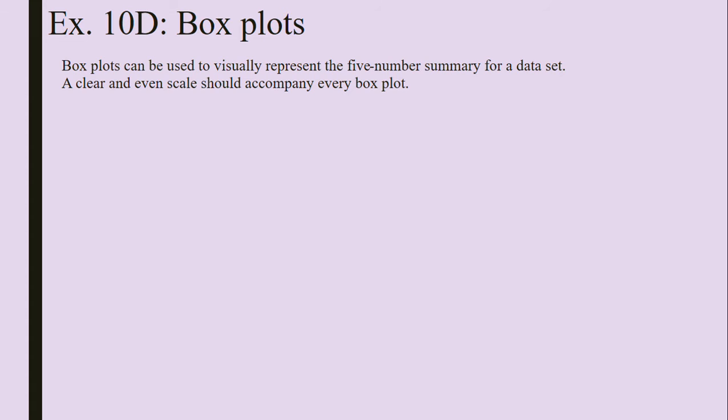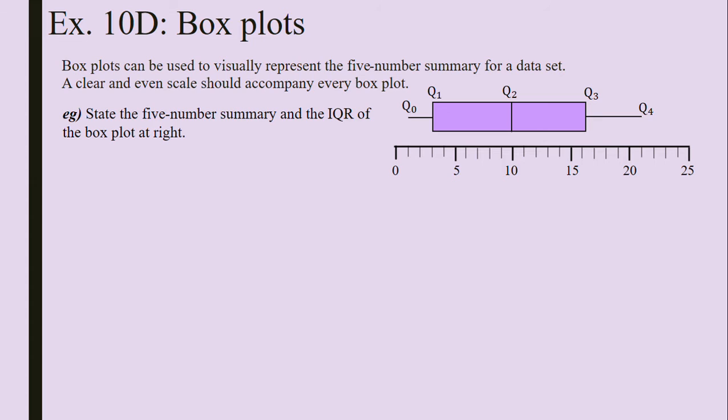Today we'll be looking at Exercise 10D, box plots. Box plots can be used to visually represent the 5-number summary for a dataset. We need to make sure that every box plot is accompanied by or plotted on a clear and even scale. So what that looks like is here in this example. The most important thing here is that this scale is nice and evenly drawn.